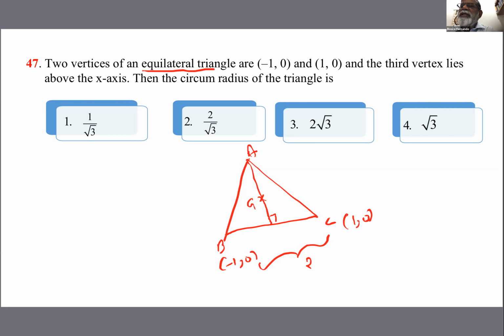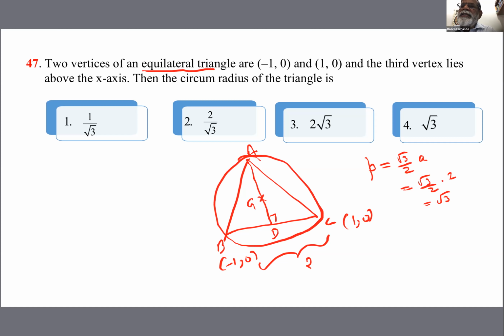So what is the length of the altitude of an equilateral triangle? √3 by 2 a. So it is equal to √3 by 2 into a, where a is 2. So the altitude is √3. So AD is the altitude, and the centroid G divides it in the ratio 2:1. So AG is 2/3 of the altitude, so 2/3 of √3, which can be taken as 2 by √3.